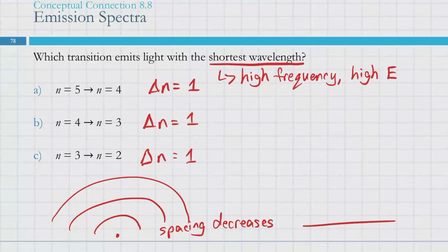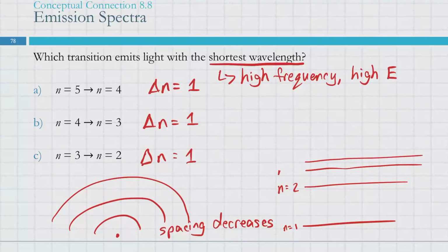So if we draw it out as like n equals 1, if our n equals 2 is here, then our n equals 3 is going to be a smaller jump, and n equals 4 will be even smaller. So they're getting closer together the higher our n value gets. So the biggest jump is going to be between the lowest numbers. So C here is going to be our correct answer.